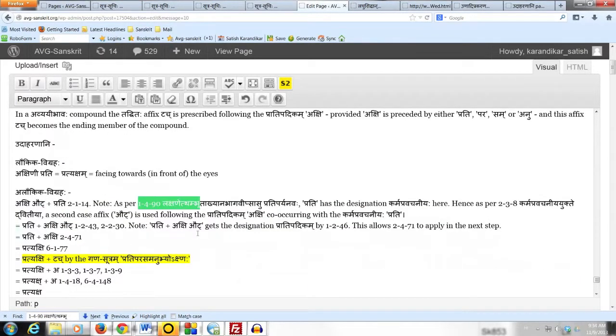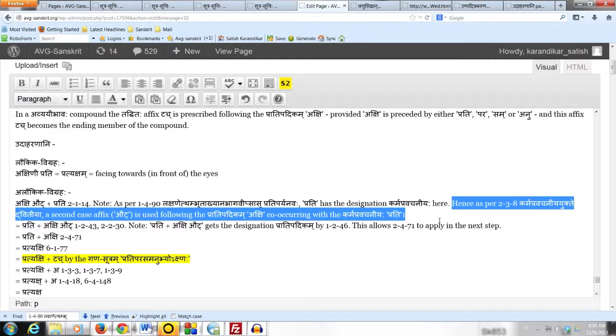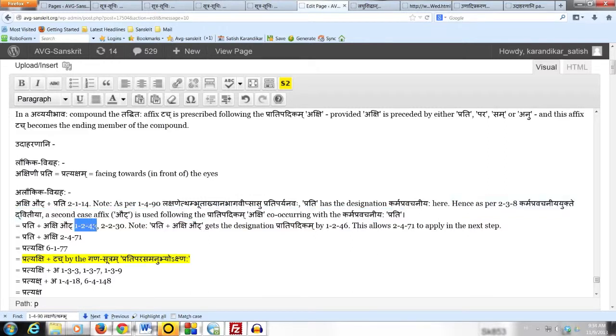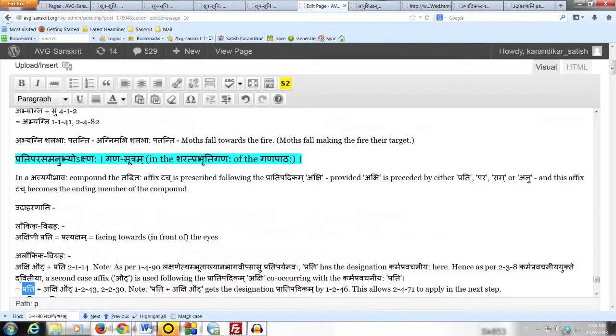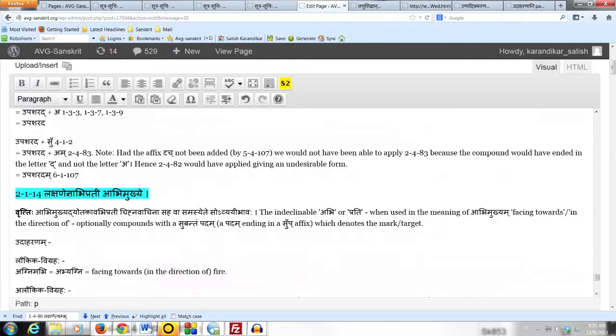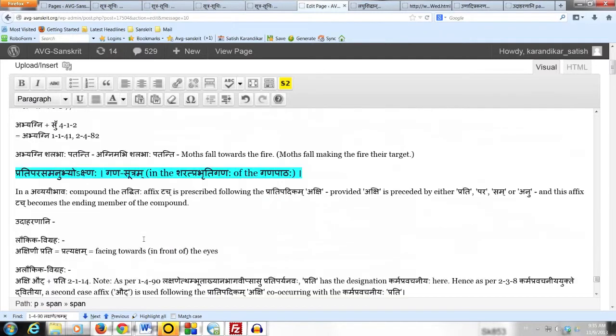And then as per 2-3-8, Karma Pravachaniya Yukte Dvitiya, the second case affix, in this case the Dvitiya Dvivachanam affix au, is used following the Pratipadikam Akshi, co-occurring with the Karma Pravachaniyaha Prati. The remaining steps are well known to us as per 1-2-43. Prathama Nirdishtam Samasa Upasarjanam, Prati gets the Upasarjana Sanjna, because in the Samasa Vidhayaka Sutram 2-1-14, Abhiprati is Prathamantam. So therefore Prati gets the Upasarjana Sanjna, and then by 2-2-30 Upasarjanam Purvam, Prati is placed in the prior position in the compound.